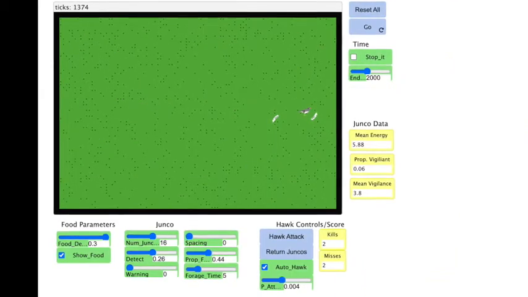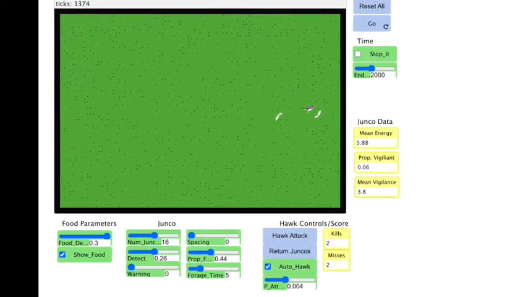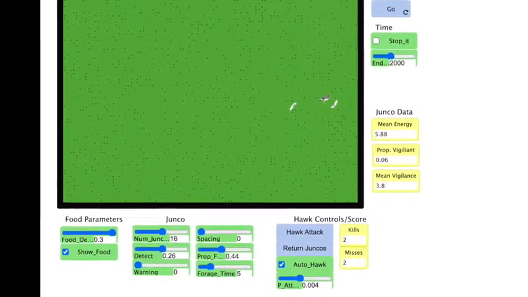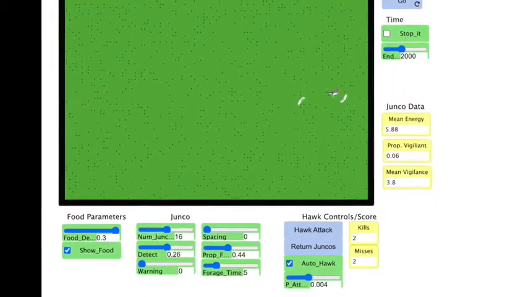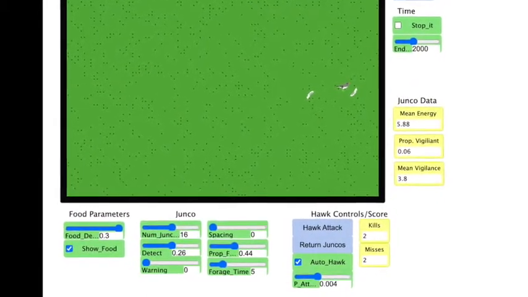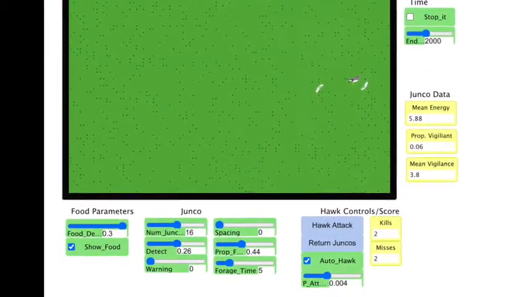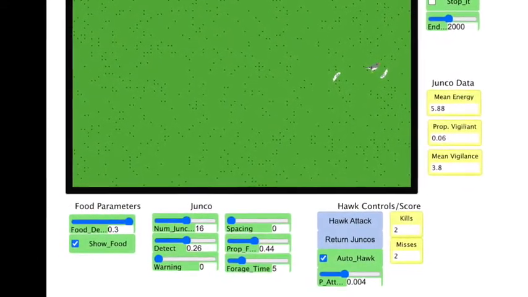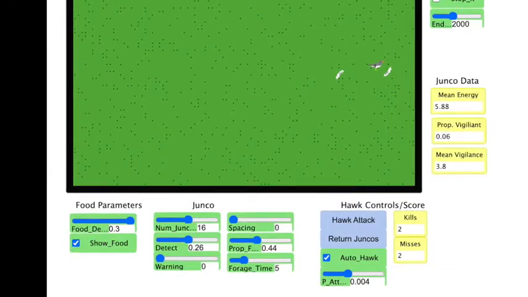For my second parameter, I changed the food density to 0.3, the detection to 0.26, and the spacing at 0. My major findings include the birds becoming hyper alert to their surroundings. Fewer birds were killed because they were spread out from each other.